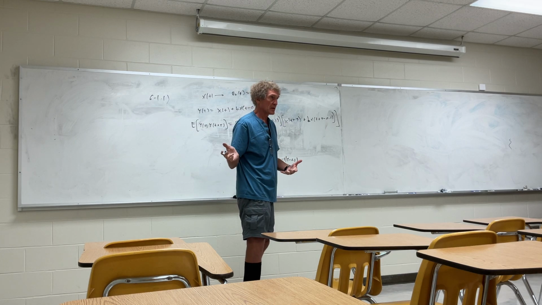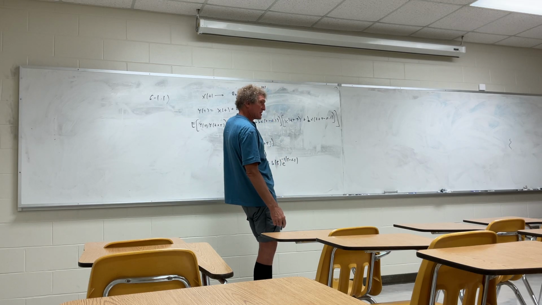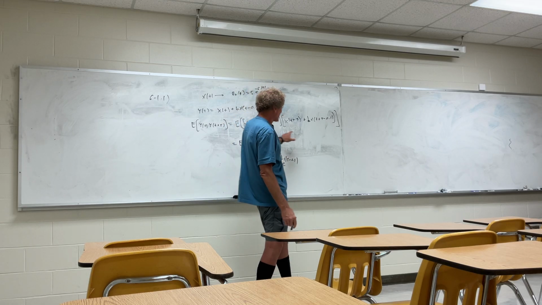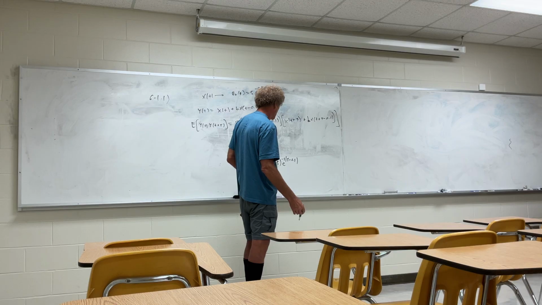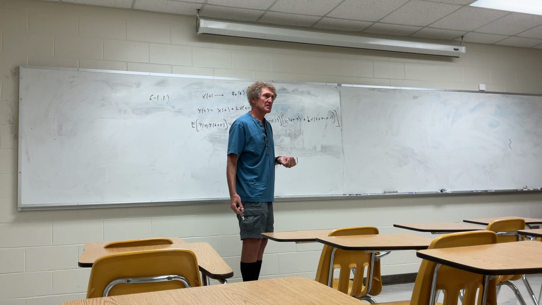With me? Because the difference between the arguments, the argument here of x of t is t, and the argument here is t plus tau minus 0.1. So that difference would be tau minus 0.1. Does everybody follow me on this? Can you see it in the back?